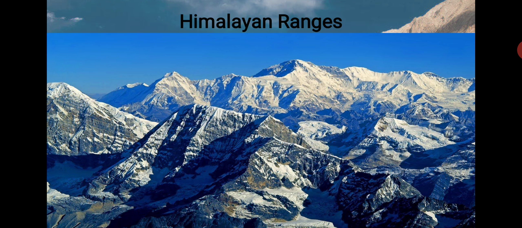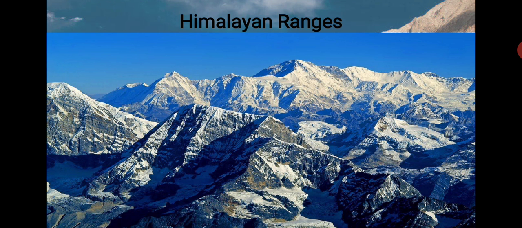So the Himalayan mountains of India are also known as the Great Northern Mountains. Children, they are located as an arc in the northern part of India. They form a natural boundary in the north of our country. And these mountains extend from Jammu and Kashmir in the west to Arunachal Pradesh and Manipur in the east.